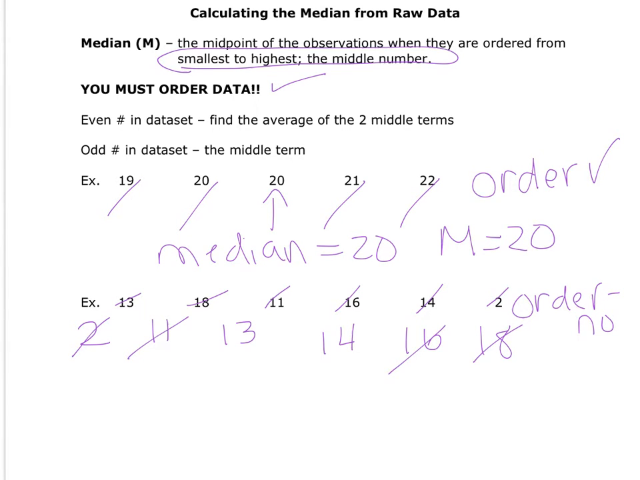I have 2 numbers in the middle now. So I'm going to add them up and divide by 2 because there are 2 numbers. 13 plus 14 divided by 2 is 13.5. So my median is 13.5. I know it's hard to see the decimals on this.